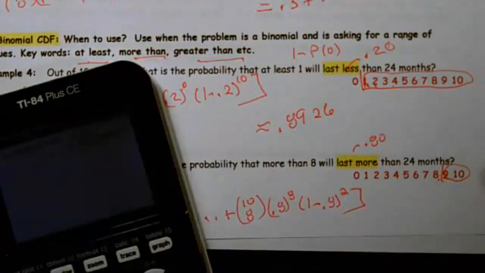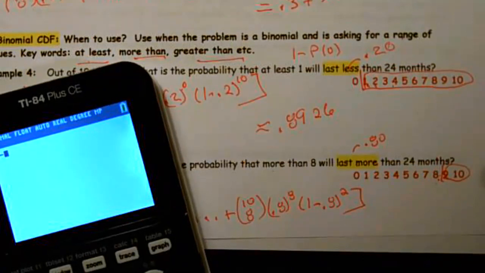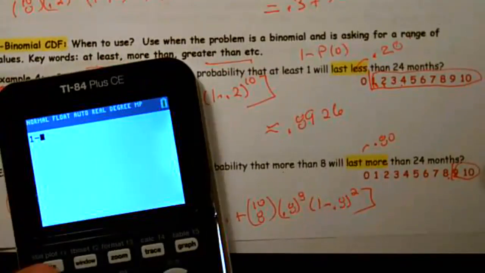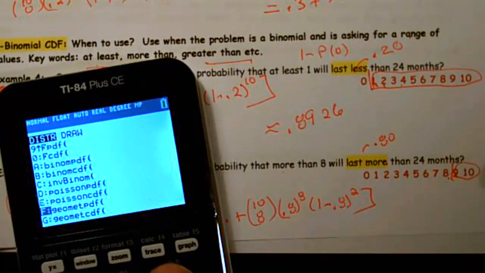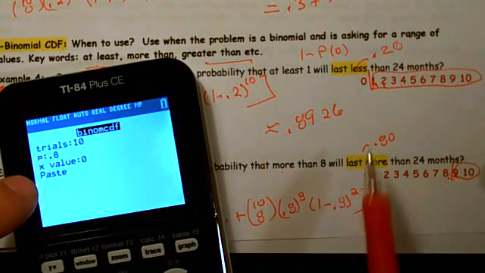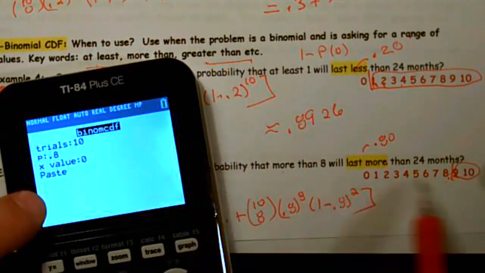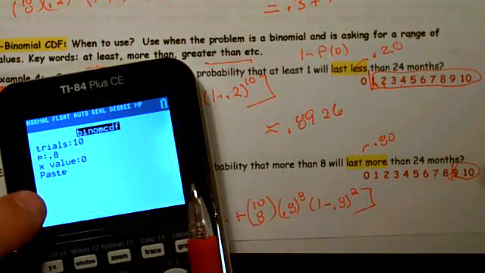So once again, 1 minus second vars, binomial CDF, 10 is the trials. This time we have an 80% because we have the last more. And my X value is 8.